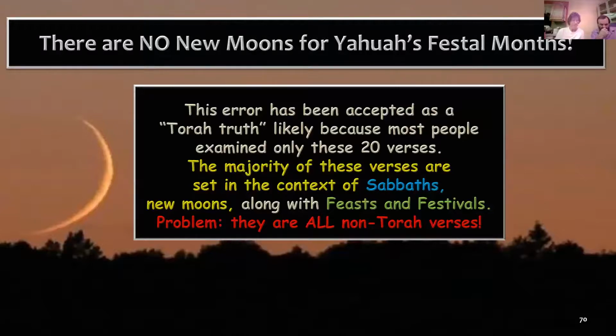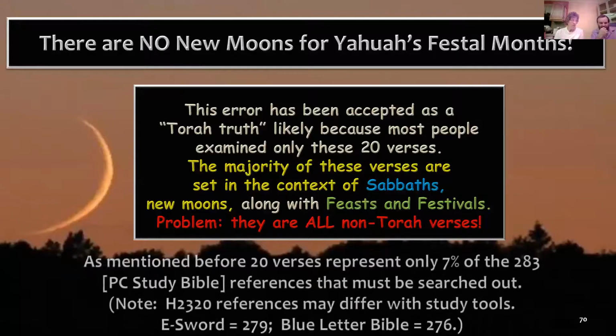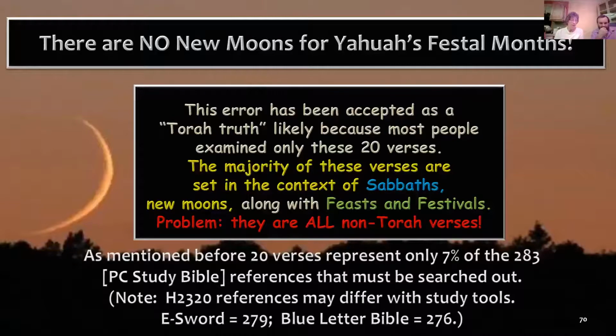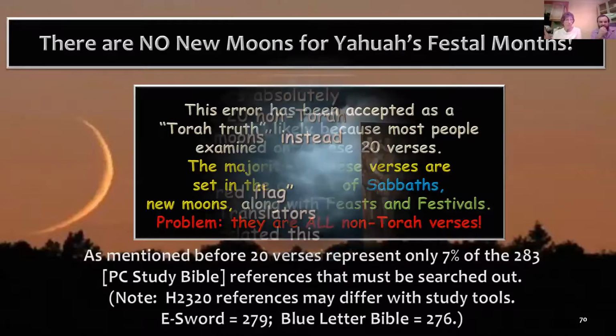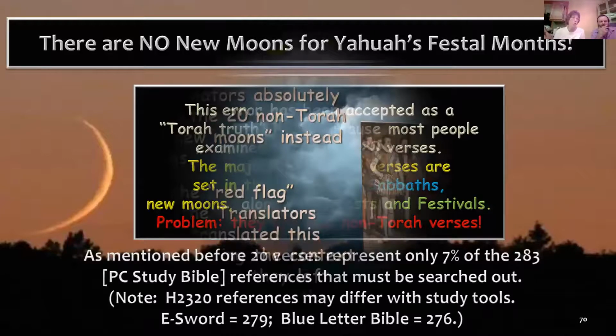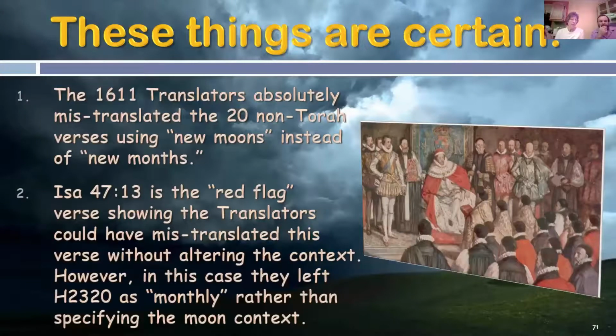Yes. As mentioned before, 20 verses represent only 7% of the 283 references that are in the PC Study Bible that must be searched out. And don't forget, eSword had 279 and Blue Letter had 276 references, but we're all within the 7%. So these things are certain. The 1611 translators absolutely mistranslated the 20 non-Torah verses using new moons instead of new months.